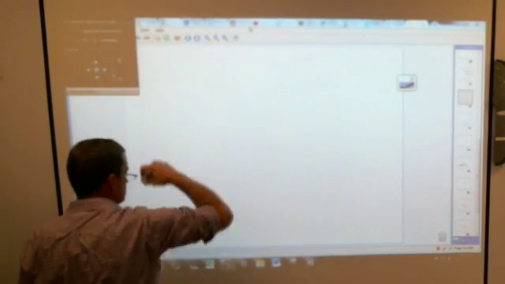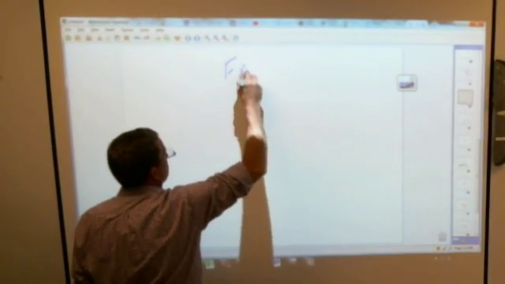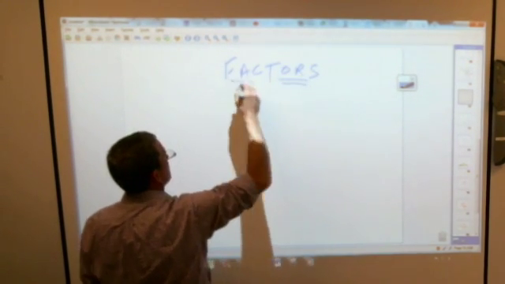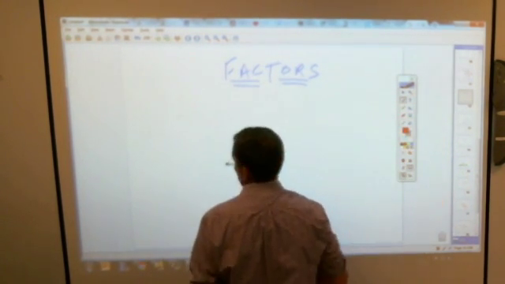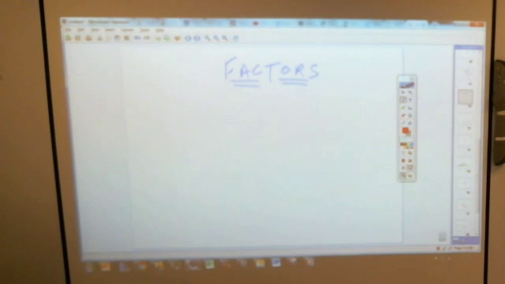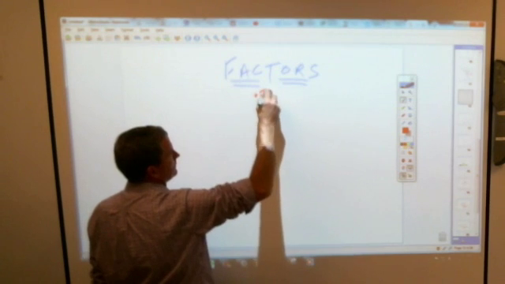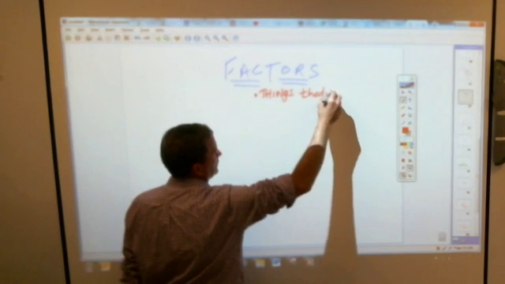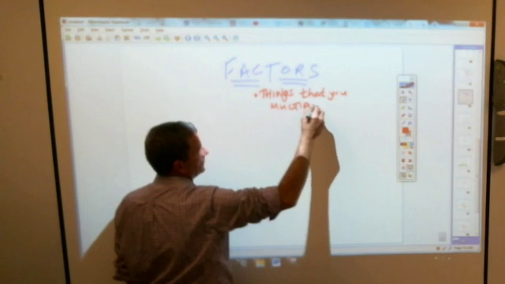Blank piece of paper, please, and on top of it, if you will, write factors. Factors. The definition of factors is, ladies and gentlemen, what is a factor, John? Factor is the number in the multiplication problem. Yeah, things that you multiply together.